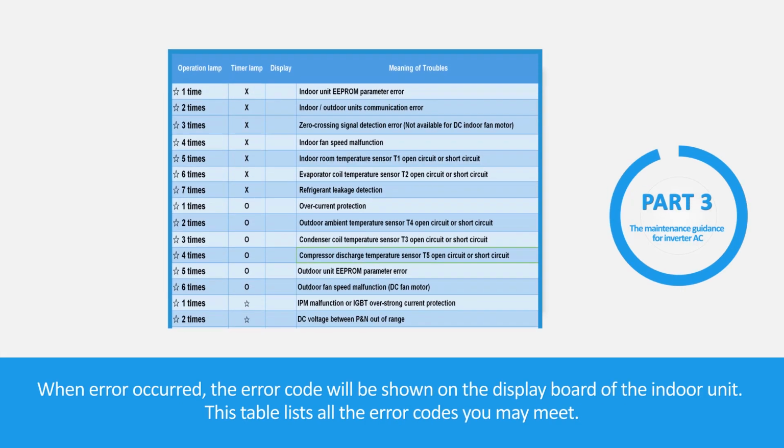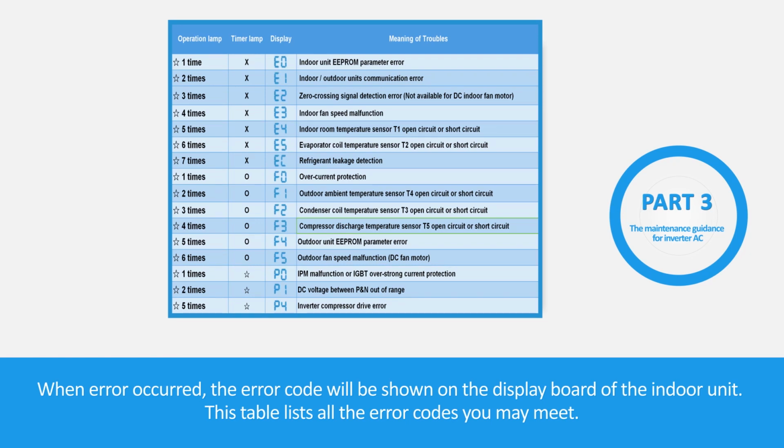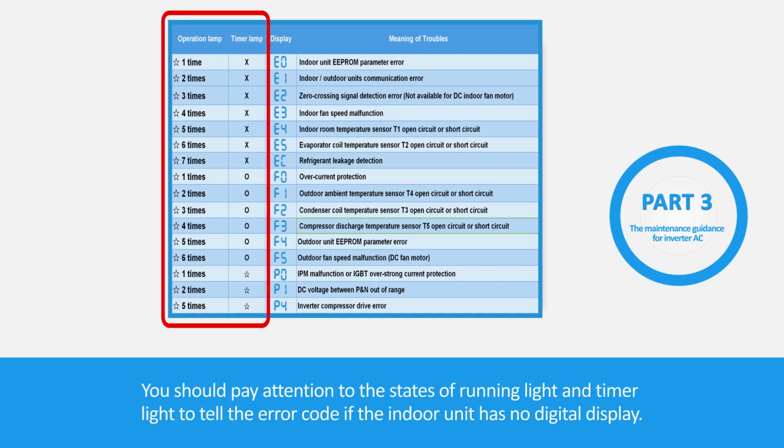When error occurred, the error code will be shown on the display board of the indoor unit. This table lists all the error codes you may meet. You should pay attention to the states of running light and timer light to tell the error code if the indoor unit has no digital display.